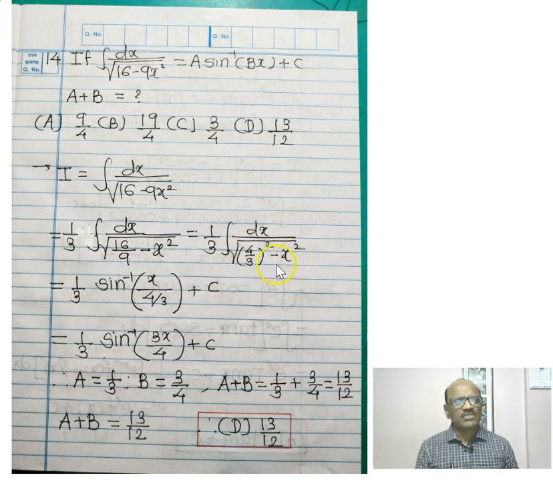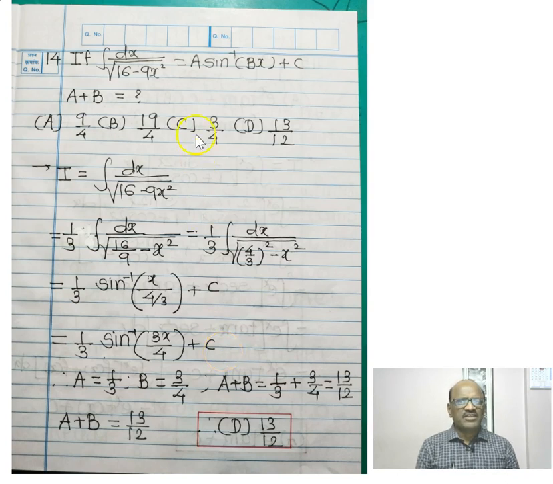And it is of the form sine inverse of x upon a. That is, 1 by 3 sine inverse of x upon 4 by 3 plus c. It becomes reciprocal, multiplied and reciprocal, that is 3x upon 4. That is 1 by 3 sine inverse of 3x upon 4 plus c.